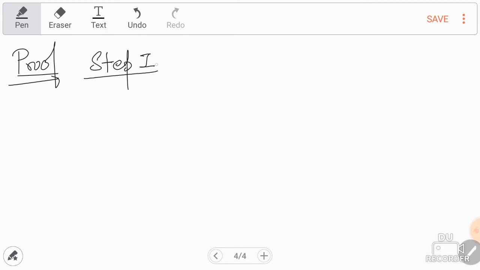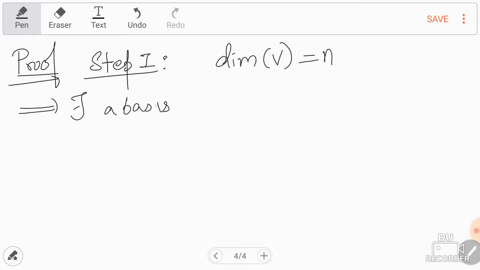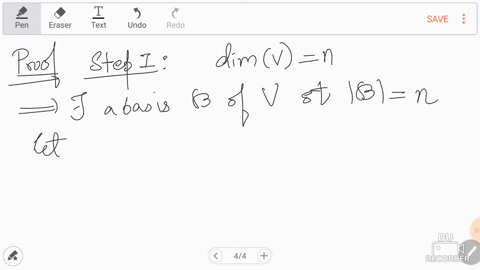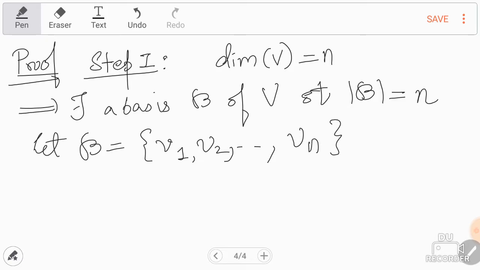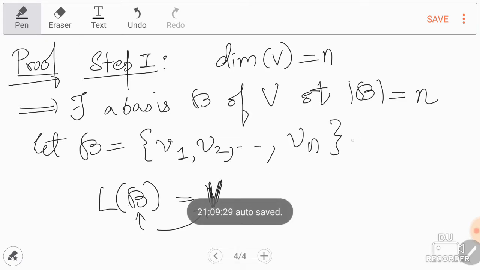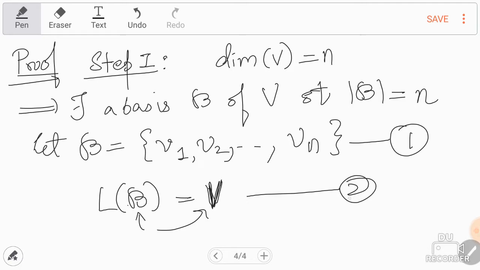Step 1. We know that the dimension of the vector space is n, which means that there exists a basis B of V such that the number of elements in the basis is n. Let us say that those n vectors are v1, v2 and so on up to vn. And since it's a basis, we know that L of B will be equal to V, which means that B generates the vector space V, which means that every vector in V can be written as a linear combination of the vectors in B. Okay, let's give them equation numbers. So you have 1 and 2.